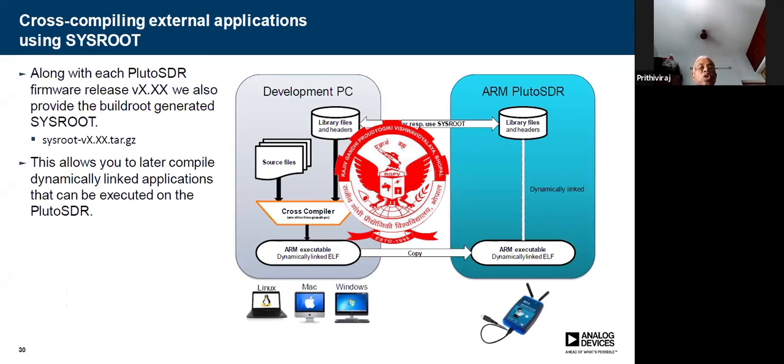Yeah, so cross-compiling external applications, how it is done. Along with each Pluto SDR firmware, we also provide a Buildroot generated sysroot, which allows you to later compile dynamically linked applications which can be executed on the Pluto SDR. This is an additional facility, especially using a cross compiler, which we can use especially when you're developing good software for newer applications. Next.